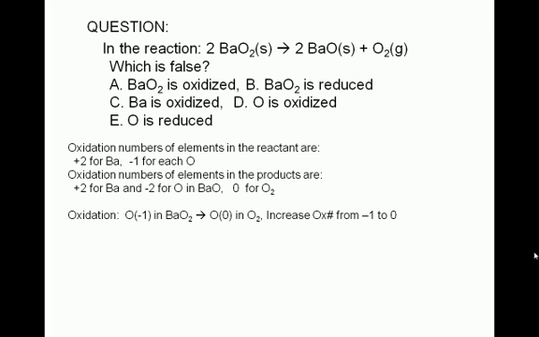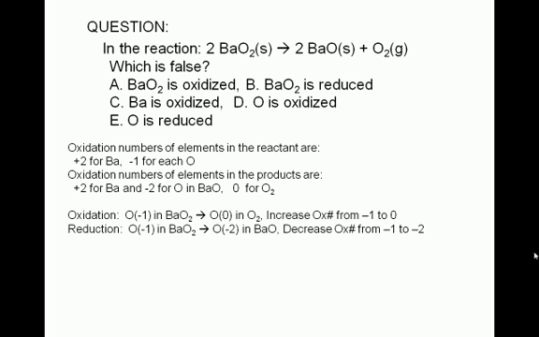Oxidation involves an increase in oxidation number. We can therefore conclude that oxygen atoms in barium peroxide, which have an oxidation number of -1, are oxidized and end up with an oxidation number of 0 in diatomic oxygen molecules. Therefore, choice D is true. Oxygen is oxidized. Choice A is also true. Since the oxygen that is oxidized is in BaO2, we also say that the BaO2 is the substance that is oxidized.